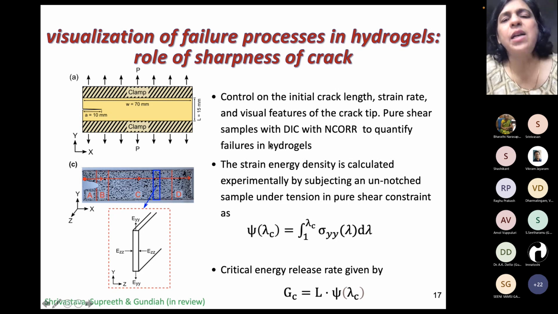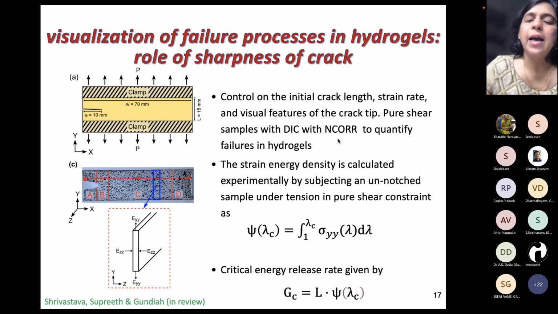So what we next did is we tried to use DIC with NCorr, which is an open source digital image correlation method to quantify the strain fields and hence the failures in these kind of hydrogels. For this material, the strain energy density is calculated experimentally by first subjecting an unnotched sample. So we don't have this notch here, and then we repeat this experiment in pure shear constraint, and we can calculate what the critical energy release rate is by this expression given in this graph.